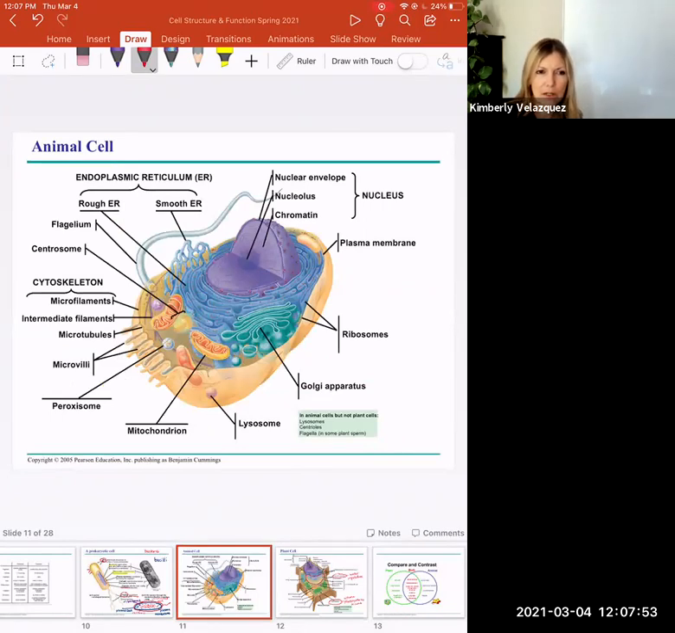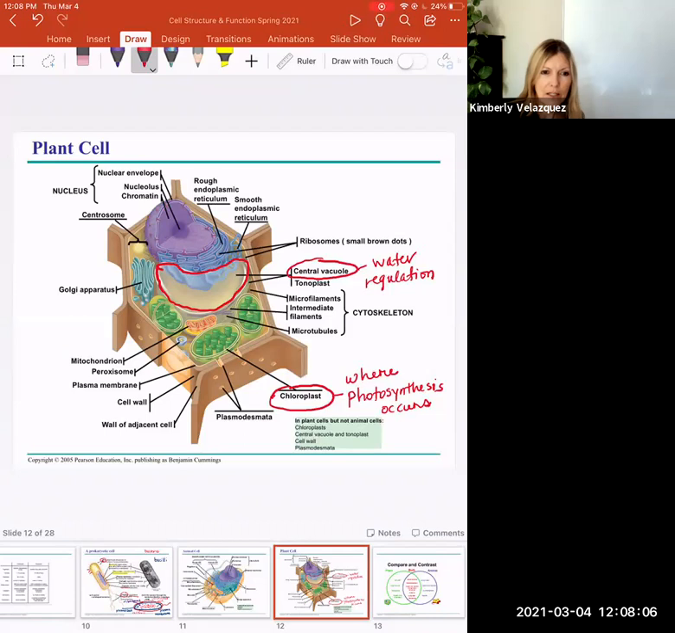Rough and smooth ER, Golgi, ribosomes, lysosomes, mitochondria. Plants and animals have those structures. Plants, of course, have a cell wall, and you can see that cell wall on the outside of the plasma membrane in this plant cell. And remember, that cell wall is made of cellulose, which is a carbohydrate. It's a chain of glucose. It's a structural polysaccharide. Animal cells don't have that.